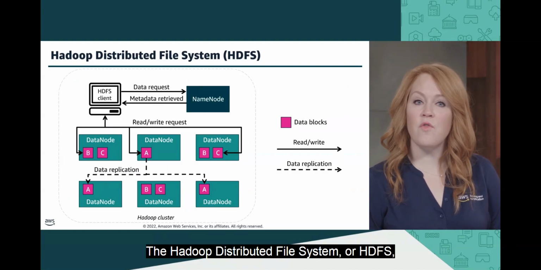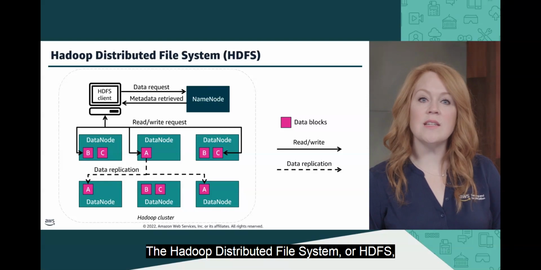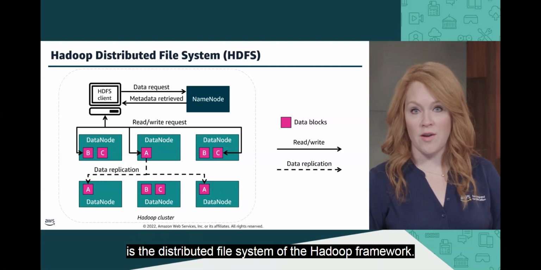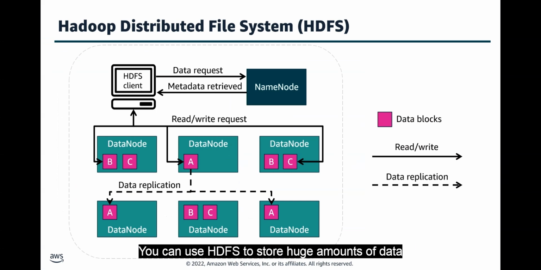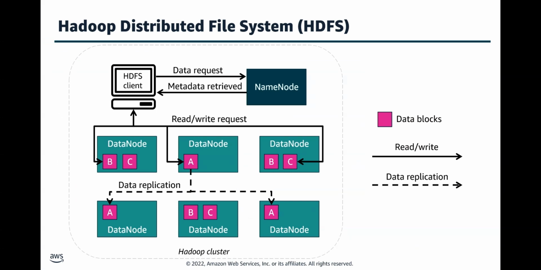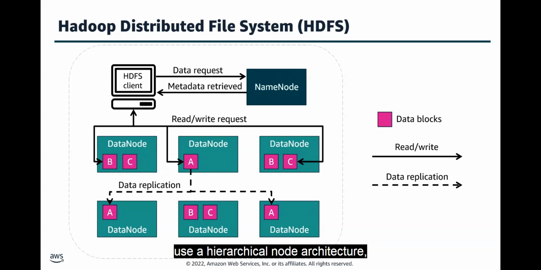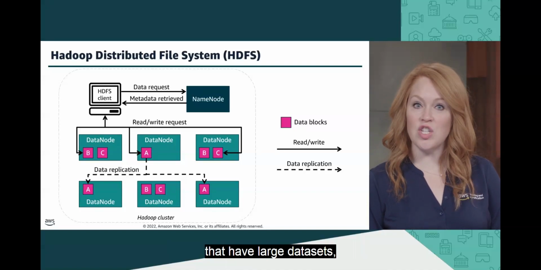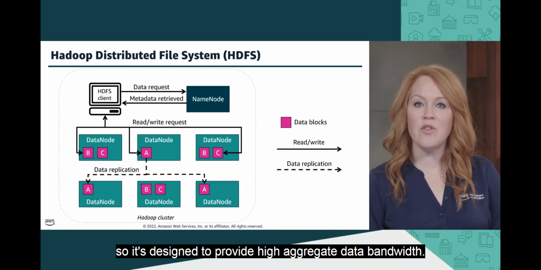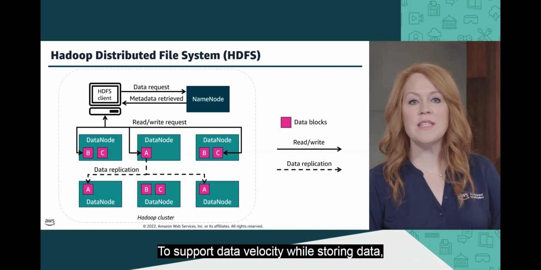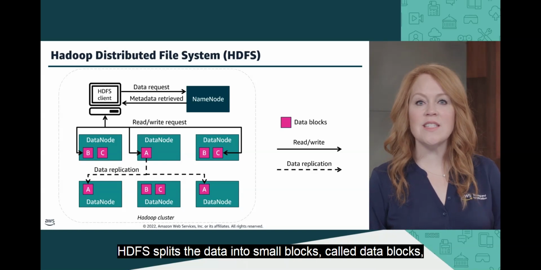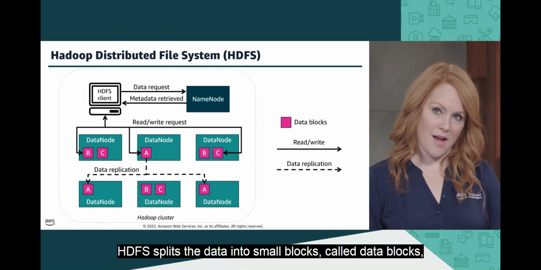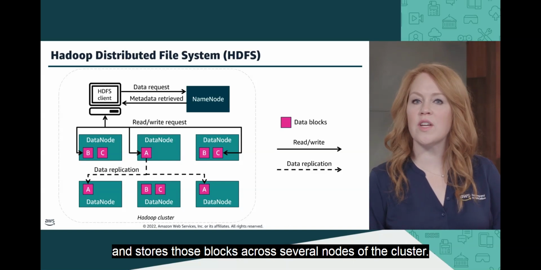The Hadoop Distributed File System, or HDFS, is the distributed file system of the Hadoop framework. You can use HDFS to store huge amounts of data for further processing. HDFS and the Hadoop cluster use a hierarchical node architecture, which consists of a single name node that manages multiple data nodes across clusters. HDFS is typically used by applications that have large data sets, so it's designed to provide high aggregate data bandwidth. To support data velocity while storing data, HDFS splits the data into small blocks, called data blocks, and stores these blocks across several nodes of the cluster.